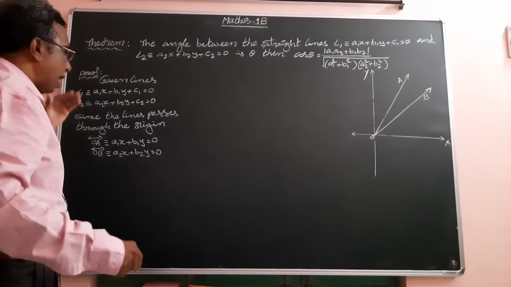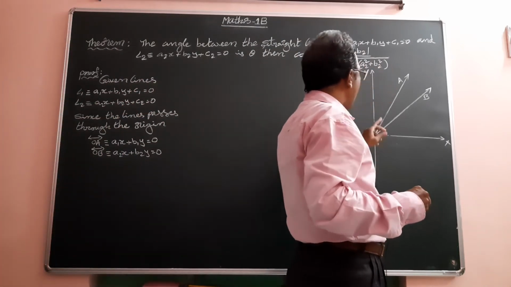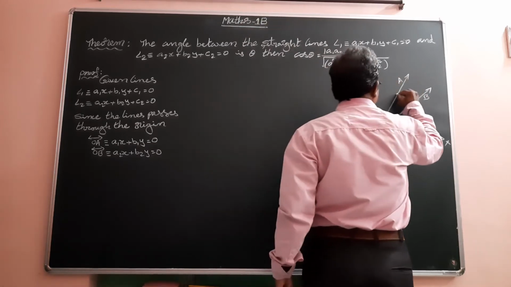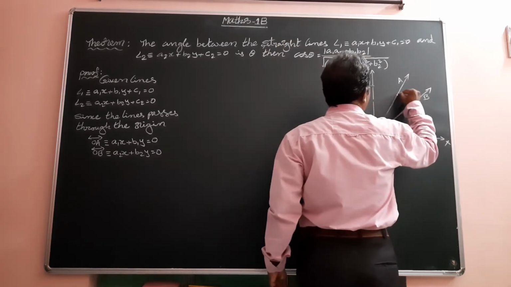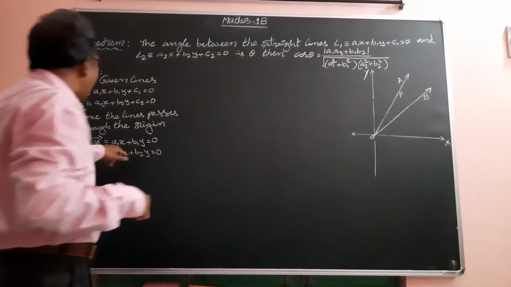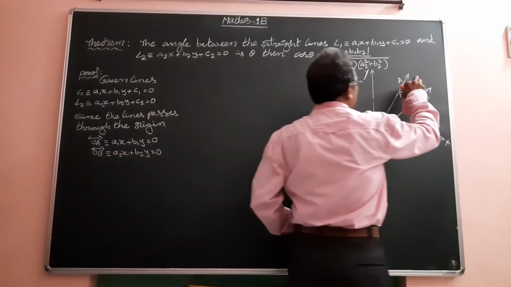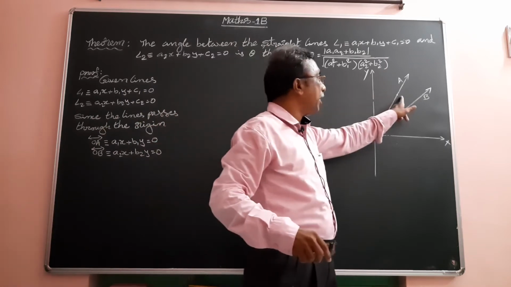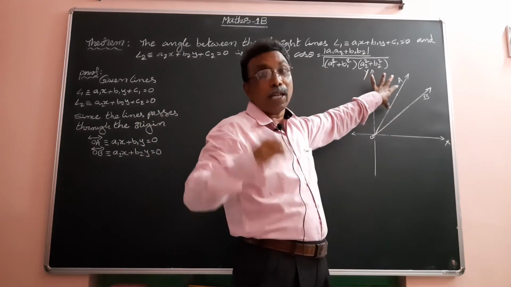Next, we consider two points. One point on the OA bar, another point on the OB bar. First of all, we consider one point P. That point lies on the OA bar. That point lies on the OA bar means we take any point on the straight line. That point satisfies this equation.